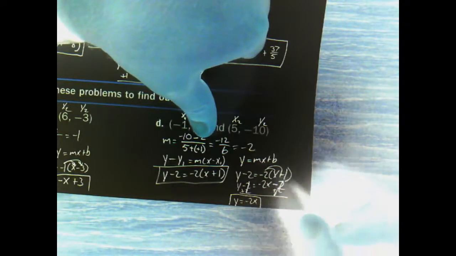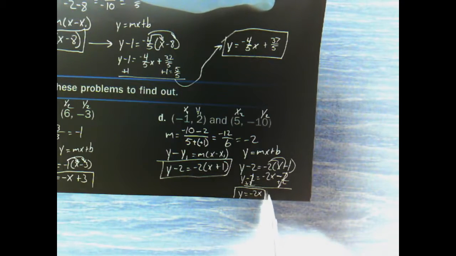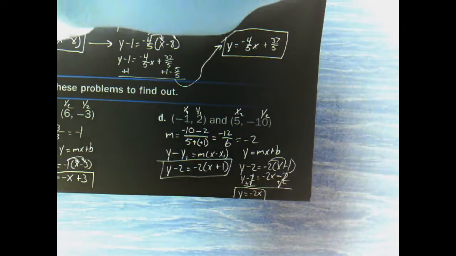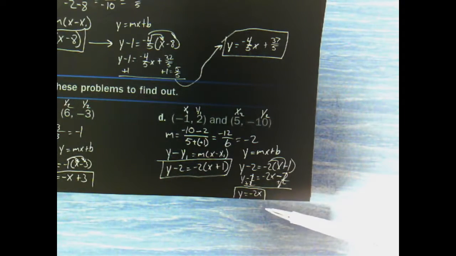But if you run across a problem like this, you need to remember, what is your y-intercept? Well, your y-intercept would be 0. So really it'd be y equals negative 2x plus 0. But this is written in slope-intercept form, so it is good.